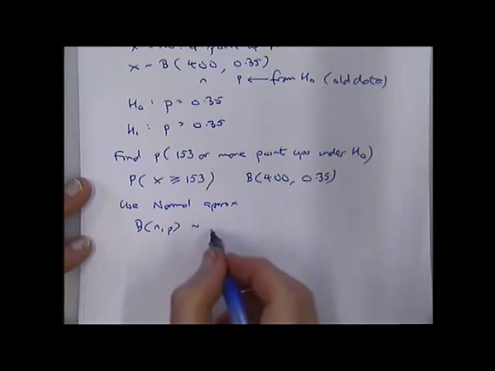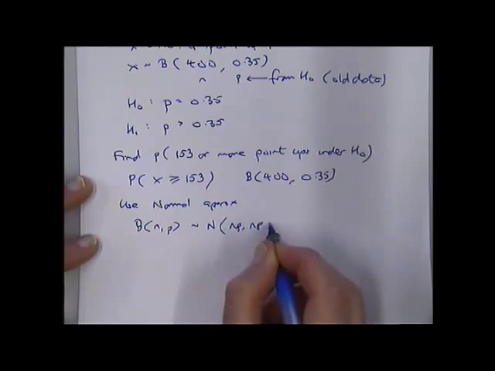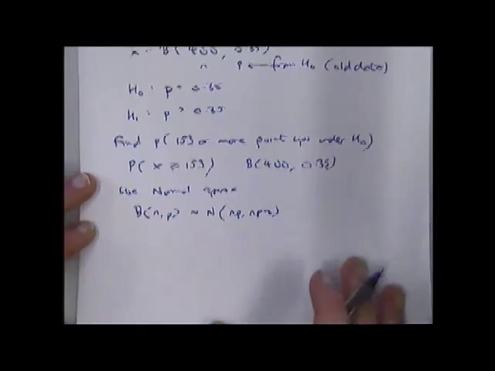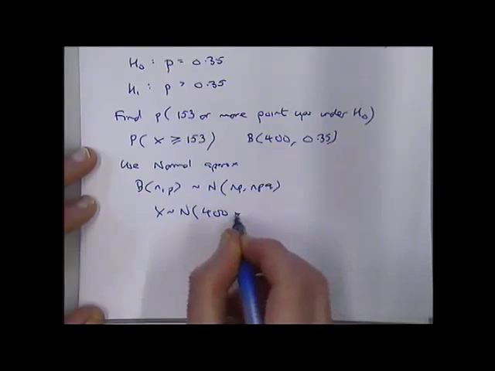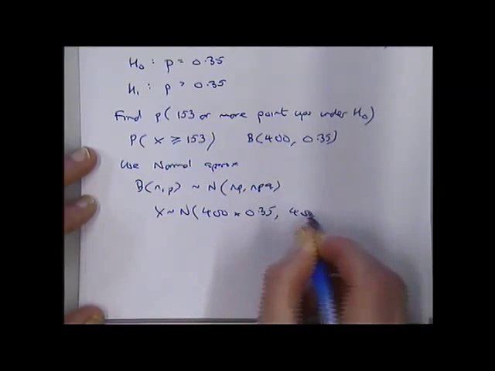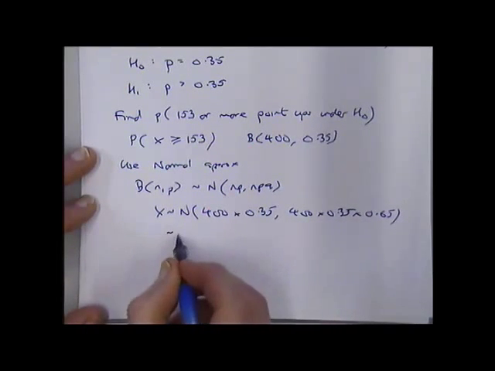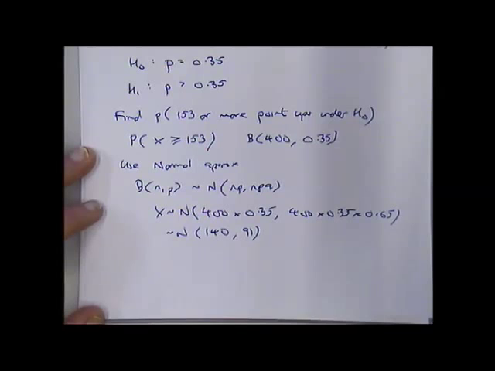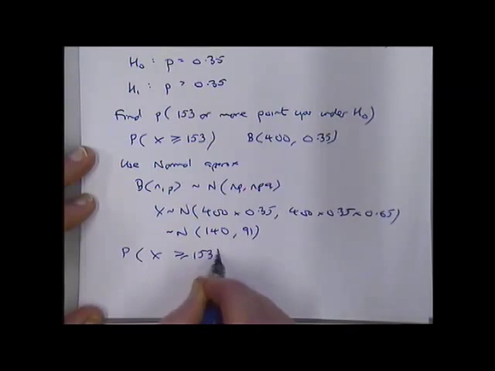So, binomial with n and p, what does that change to for the normal distribution? np and then npq. Yeah, np and then npq, where q is 1 minus p. So here then, we're now going to be saying that X is now normally distributed with mean n times p and variance n times p times q, and that is 140.91 apparently. So I want the probability that X is greater than or equal to 153. Any comments?